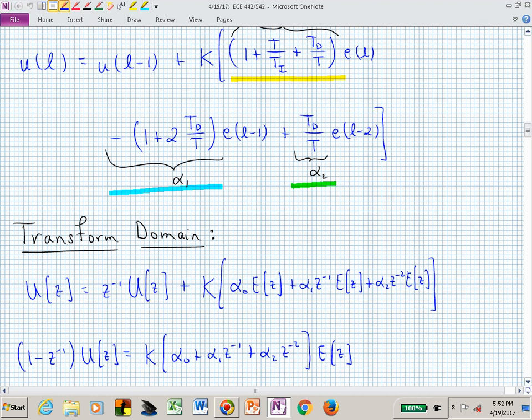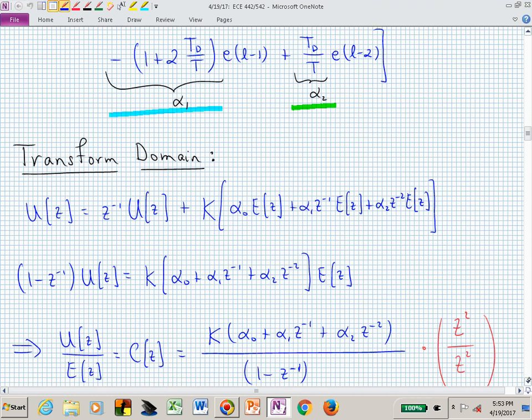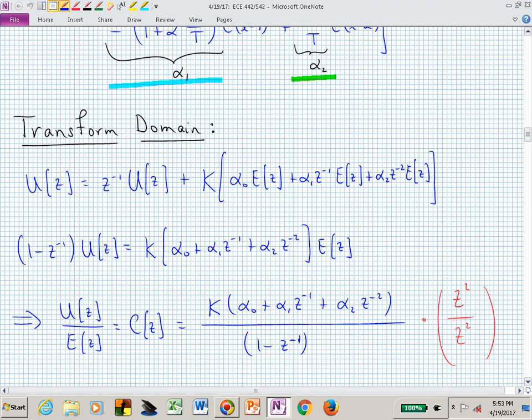What am I trying to do? I'm trying to actually find another way of writing this PID controller in the discrete time setting so that I can play with it more directly. If I now find my controller's transfer function in the discrete time setting, that's U over E, then C of Z is just the numerator over 1 minus Z to the minus 1, which I can clean up or write in terms of advanced operators on Z by multiplying by 1, where 1 is Z squared over Z squared.